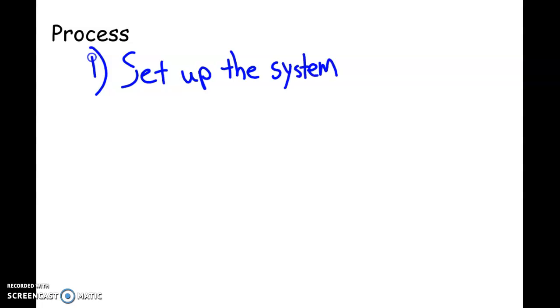First of all, the big thing you have to do when dealing with system of equation word problems is set up the system. And a large chunk of that is making sure that we label the variables. We know what we're wanting x and y to be. That's huge for setting up the system.